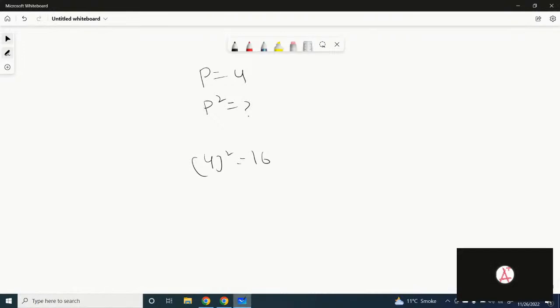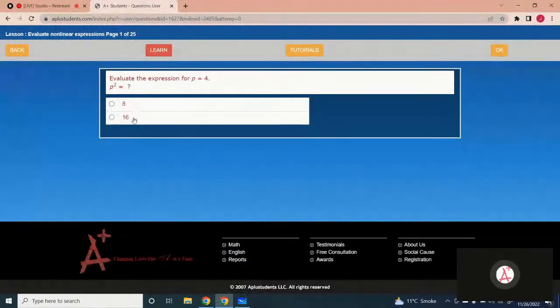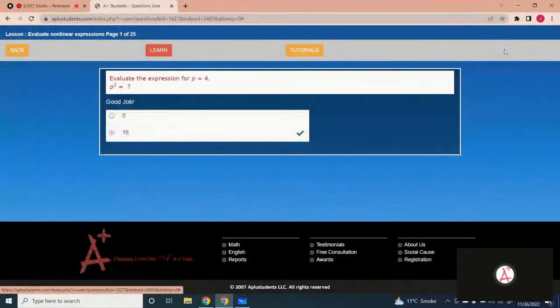So the correct option is 16. 4 square is 16. Just select the correct option, then click on the OK button.